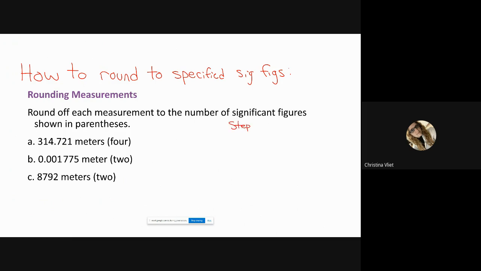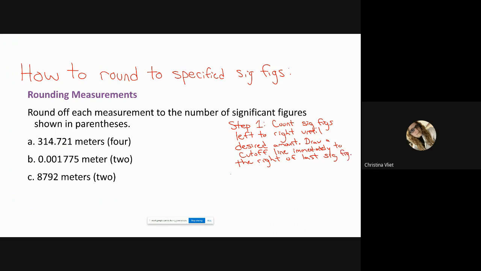Step 1, count sig figs left to right until desired amount, and then draw a cutoff line immediately to the right of last sig fig.